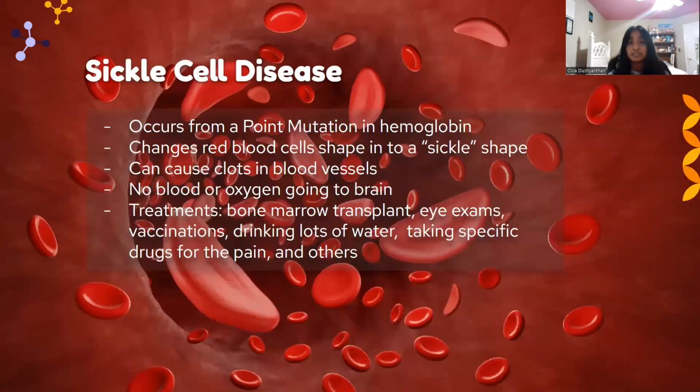So, from these specific types of mutations, there are numerous types of diseases and disorders that can develop, and one of them is sickle cell disease. This occurs from a point mutation in hemoglobin. What it does is that it changes the shape of our red blood cells, causing them to clot and jam up in blood vessels. This prevents blood and oxygen from going to our brains. There isn't really any cure for this. However, there are types of treatments such as bone marrow transplants and eye exams, and also a couple of others that can help whoever's affected deal with the symptoms.